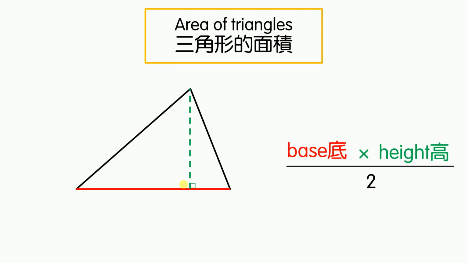The height must be perpendicular to the base, and there is a 90-degree indicator here to show their relationship. Actually, we can treat another side as the base. For example, if we look here, if this side is the base, the corresponding height will be this one. And we can also look at the opposite side here. Then the corresponding height will change like this.